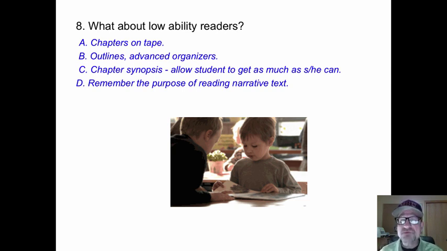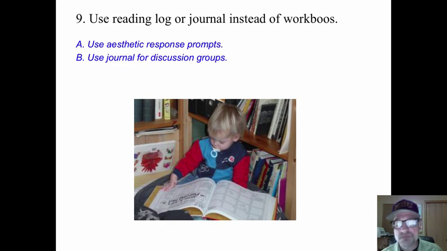Now remember, the purpose for reading narrative texts is not to measure them, it is to read and enjoy. You do not have to measure and document everything students do. There are places to measure and assess for comprehension, but you should not do it with everything they do, for goodness sakes. And instead of expensive workbooks that serve no real purpose, it's more effective to use a reading log or a journal instead of workbooks.